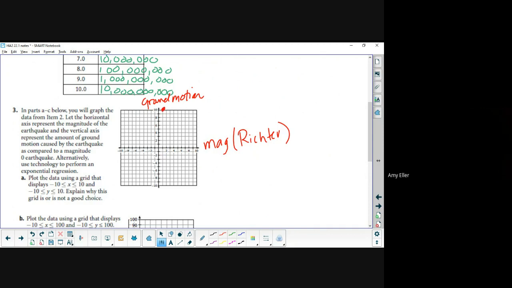Terrible graph, right? That's why there's another graph below. Terrible graph because it only hits 1 point. It might say to use a graphing calculator or not.